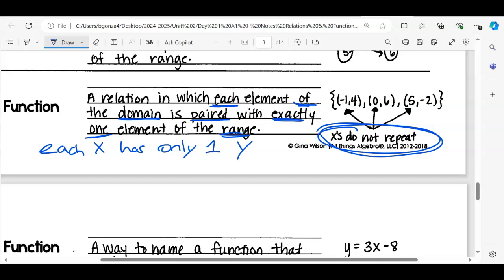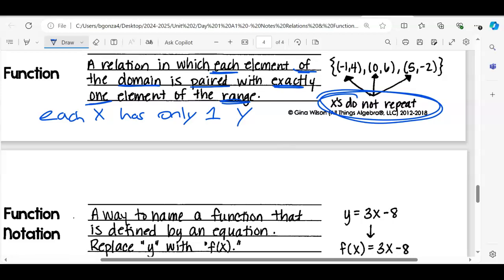Okay. Classic. Understandable. Makes sense. So notice, negative 1, 0, 5. Each of those x's, they don't repeat. They have exactly one y. Everything's cool, okay? So again, for things to function, the input x has to only have one output y.